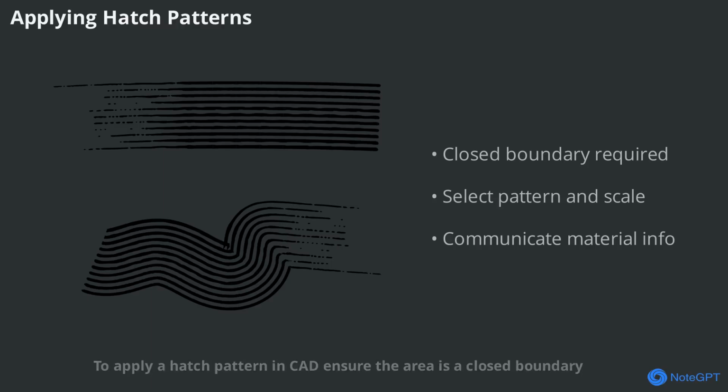To apply a hatch pattern in CAD, ensure the area is a closed boundary, set the hatch layer, and use the hatch command. Select the pattern, scale, and angle, then pick points inside the boundary. Hatch patterns distinguish materials in cross-section drawings such as concrete, gravel, and soil. They enhance clarity and communicate material information instantly.